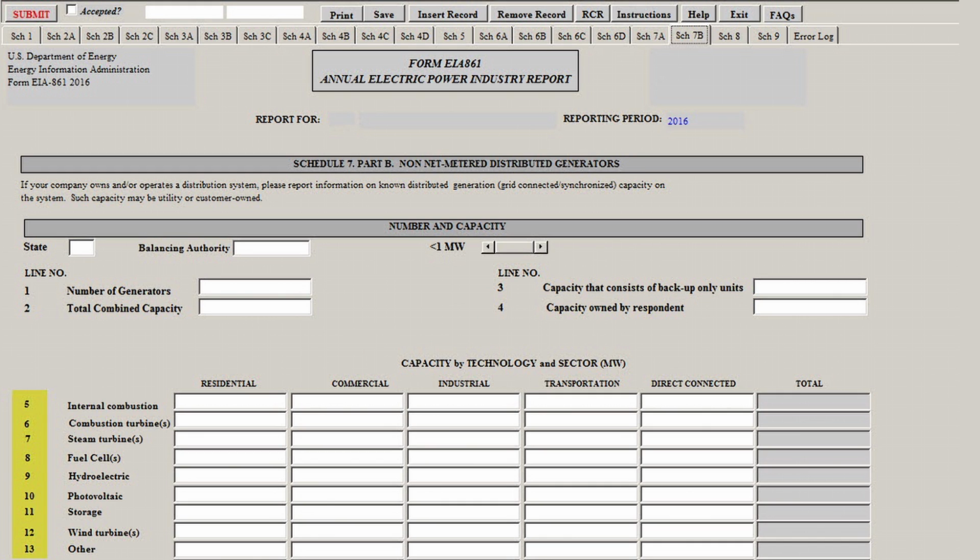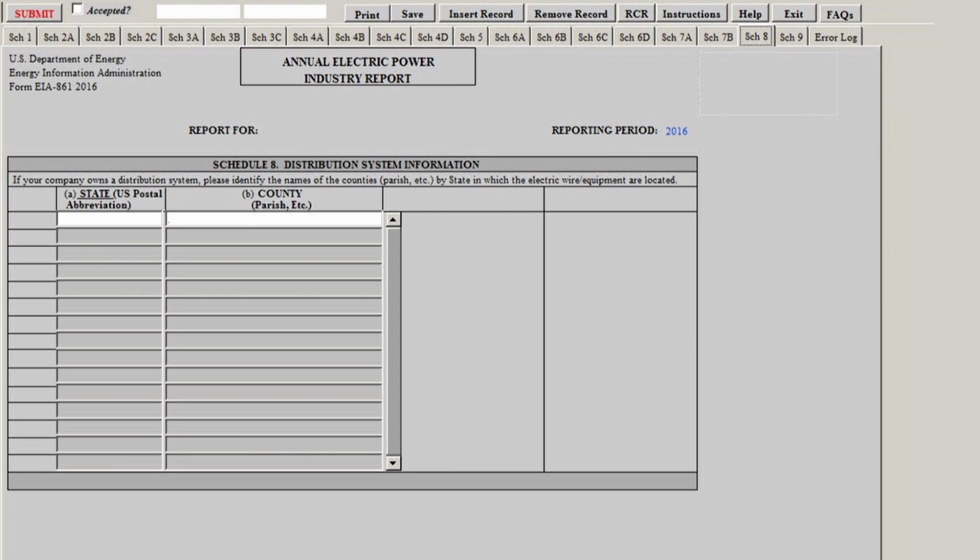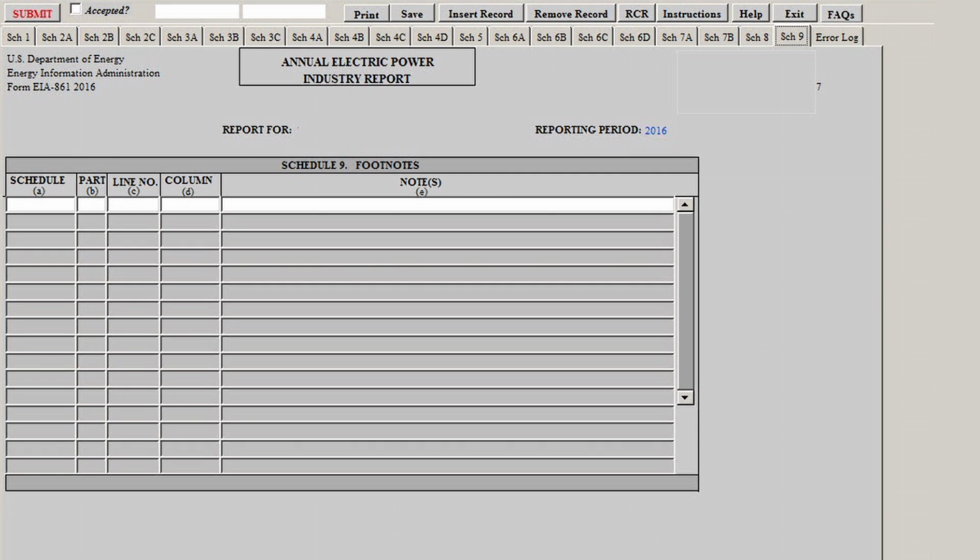On lines 5 through 13, please provide the distributed generator capacity by technology and sector. For Schedule 8, if your company owns a distribution system, please identify the names of the counties by state in which the equipment are located. Schedule 9 provides additional space for comments.